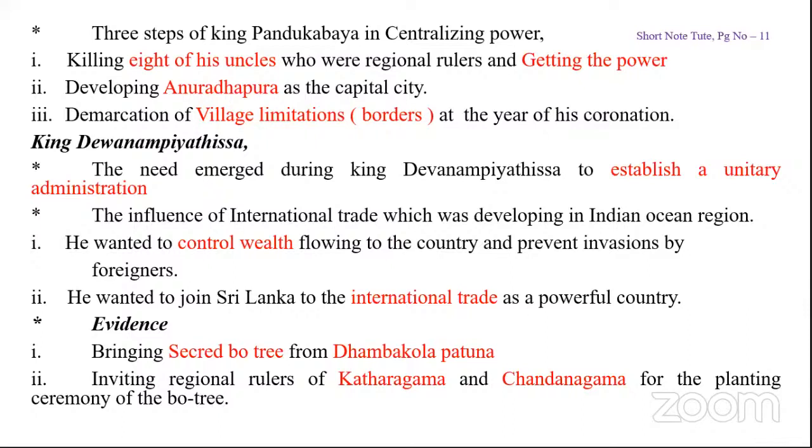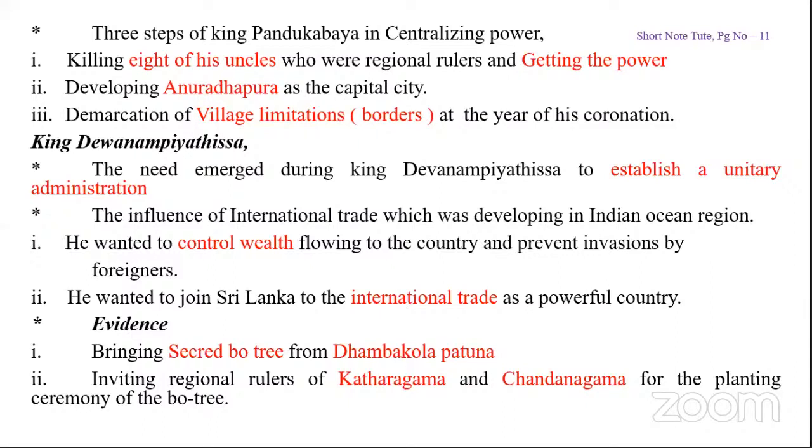Bringing the sacred sapling from Dambakola Patuna. Where was Dambakola Patuna? That's in Jaffna. That means the Jaffna region was under him. Inviting regional rulers of Kataragama and Chandanagama for the planting ceremony of the sapling. That means the southern side was under him. Even he planted the saplings of the sacred tree all over the country. That means the entire country was under him. So he established a unitary administration.